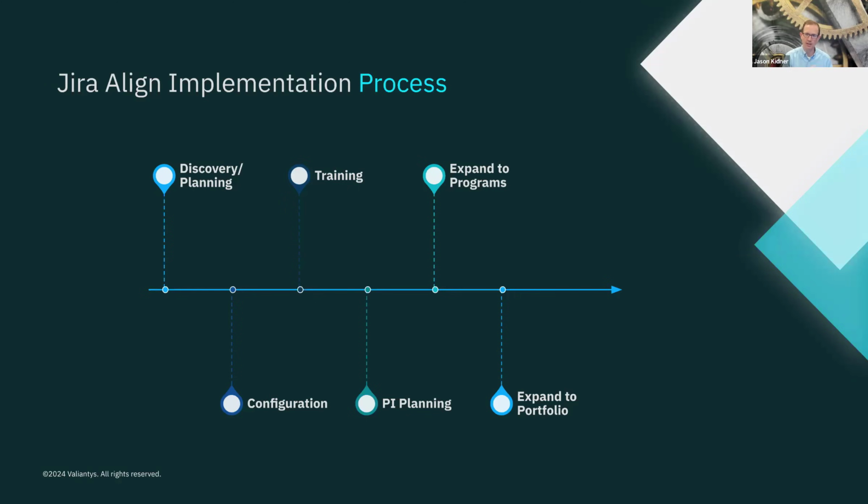And once you get everything up and running with training and all the run books that you have, then this should, hopefully, start to become a more seamless process. Then once you get your programs in there, you can expand to that portfolio layer and really start to get into the high-level and top-down planning that we'll talk about. And Valiantis is here certainly as an enterprise agility specialist partner with Atlassian, and we've done a lot of implementations. We have a lot of Jira Align clients. We know the tool really well and can certainly help you with any needs you have with the tool.